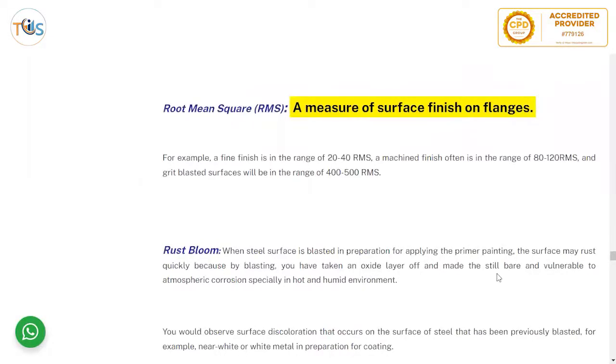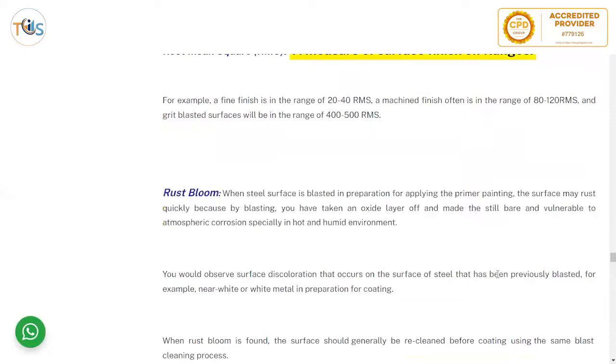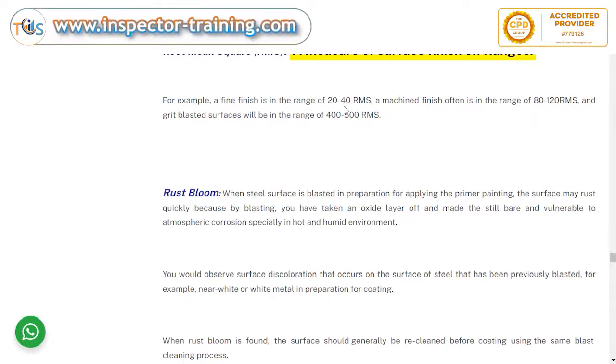Foot square, measure of surface finish on flanges. For example, a surface finish is in the range of 20 to 40 RMS. A machine finish is 80 to 120, and a grit blast finish will be more in the range of 400 to 500 RMS. A rough surface is 400. So as you go down, the finish is finer.